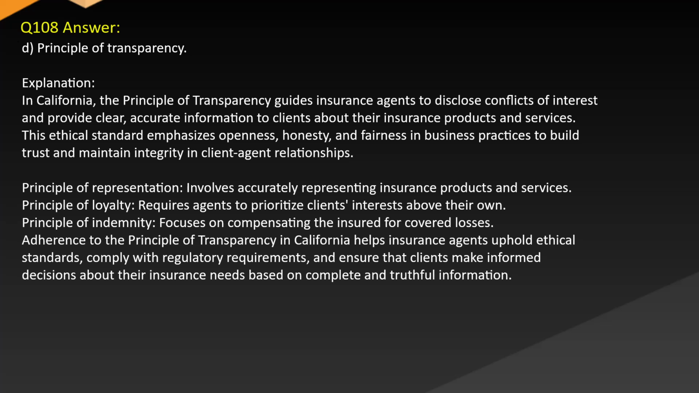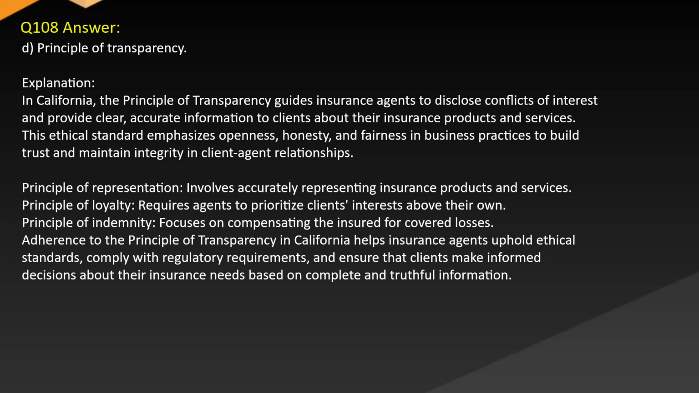Explanation: in California, the principle of transparency guides insurance agents to disclose conflicts of interest and provide clear, accurate information to clients about their insurance products and services. This ethical standard emphasizes openness, honesty, and fairness in business practices to build trust and maintain integrity in client-agent relationships. Principle of representation involves accurately representing insurance products and services. Principle of loyalty requires agents to prioritize clients' interests above their own. Principle of indemnity focuses on compensating the insured for covered losses.